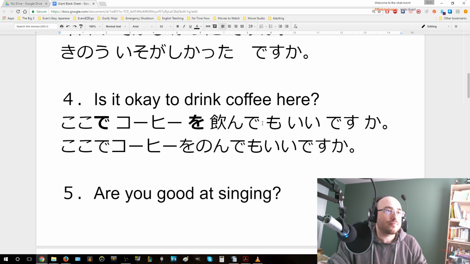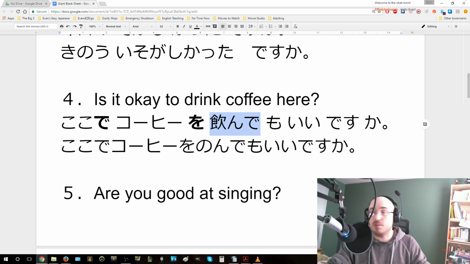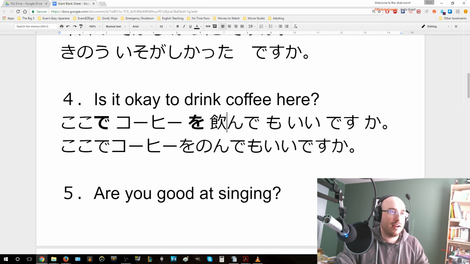Awesome. And this is the te form of nomimasu. If you don't know how to do the te form, hello, El Pancho Grando. El Pancho Grando. I love the name. Does that mean like the big poncho? I hope it does, because that'd be an awesome name.